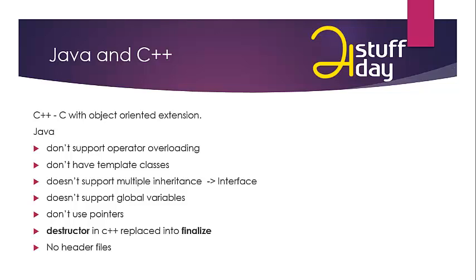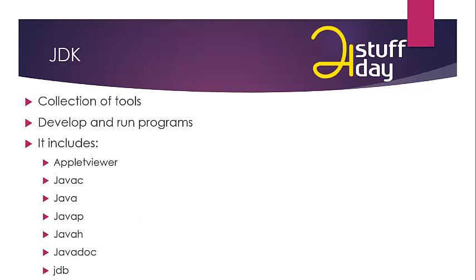Java doesn't support global variables. It doesn't use pointers. Destructors in C++ are replaced by the finalize method in Java, and there are no header files used in Java. They use only packages and they just import the classes they want and the methods they want.